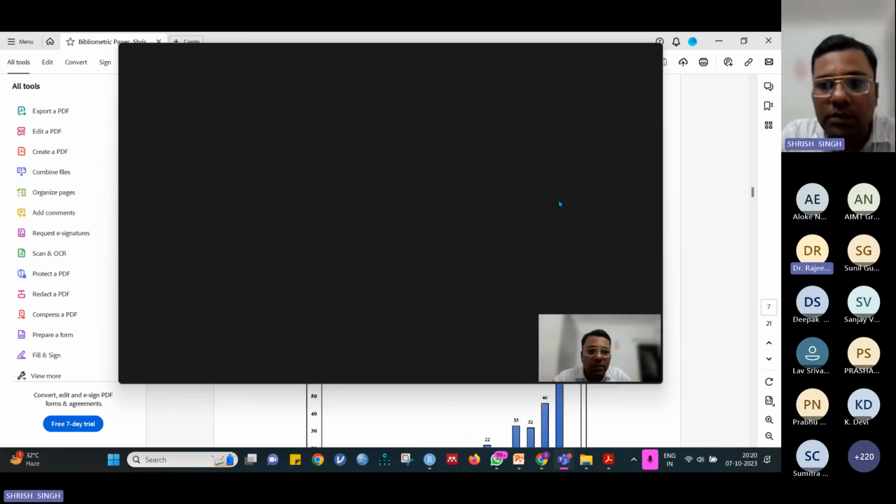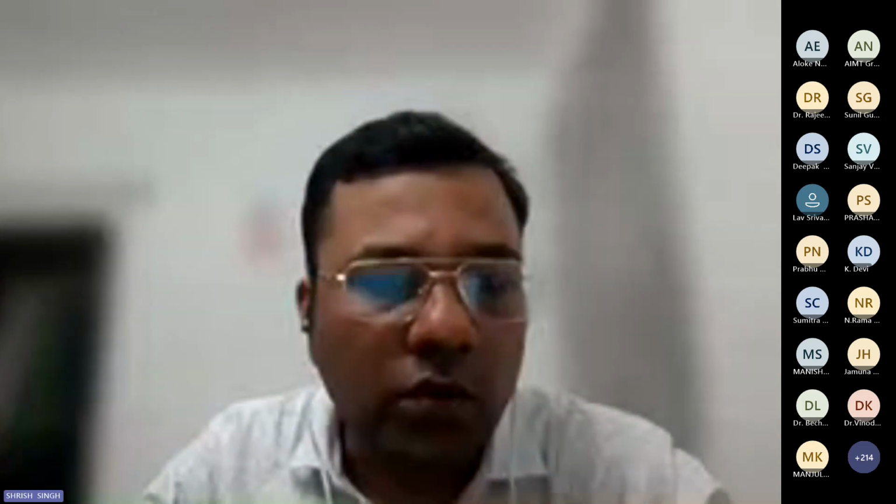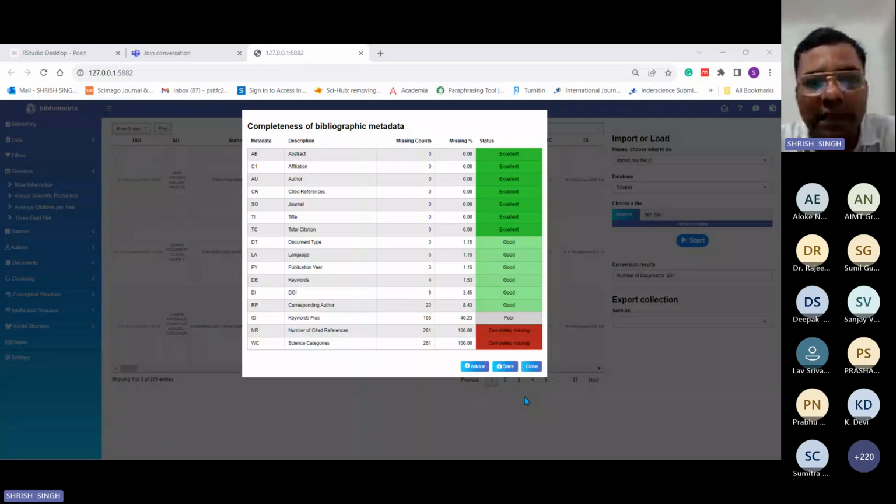Okay. So I'm trying to show that Biblioshiny window once again. I do not know why it is not reading all the data, but the data is perfect. There's no problem with the data. The problem is either with the internet connectivity or something else. Okay, fine. Now this screen is visible. I hope now it will be working. Is it visible? Yes, sir, visible.